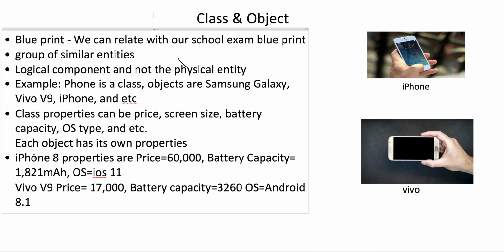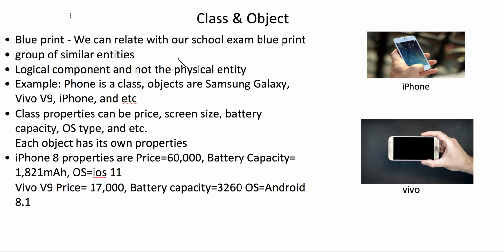Let us consider these two objects, iPhone 8 and Vivo V9. In iPhone 8 the properties are price 60,000, battery capacity 1820 milliamps, OS type iOS 12. Whereas the properties for Vivo V9 are price 17,000, battery capacity 3260, OS Android 8.1. So here the properties are very specific to the object. Every object has its own properties, and one object need not be dependent on another object's properties.